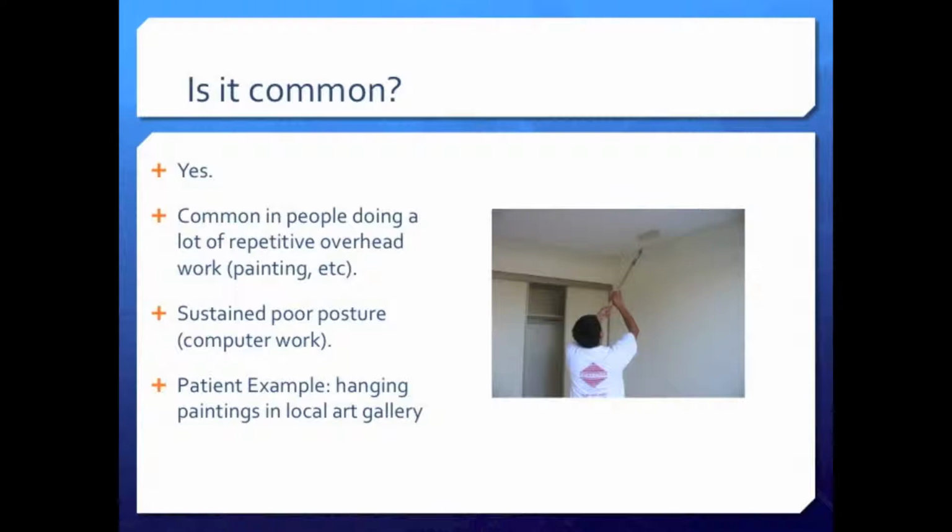I had a patient the other day that came in with shoulder impingement or shoulder pain after hanging paintings in a local art gallery that she volunteers at, and she spent most of the day reaching overhead trying to put these paintings on hooks that were above her head. And she did this enough times that it irritated the tissue, and now she has shoulder impingement or shoulder pain.